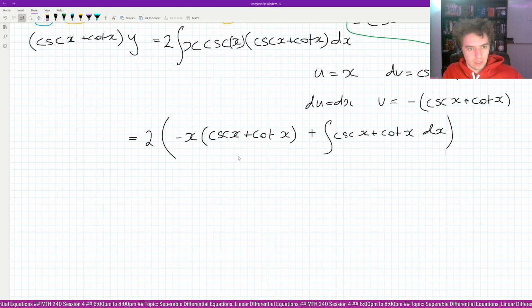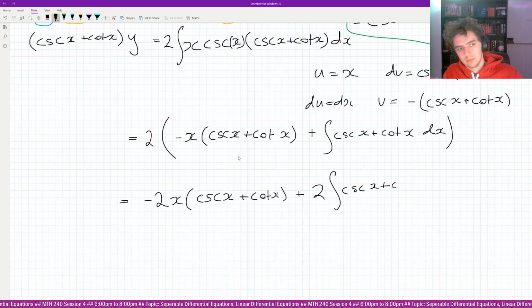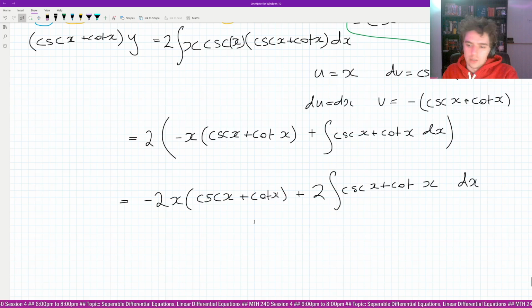Yeah. Okay. I'll write this again. So, 2 negative, I'll move the negative 2 in. So, negative 2x cosecant x plus cotan x plus 2 integral cosecant x plus cotan x dx. I do not know how to integrate that. Cosecant. Okay, well, let's see if I can do anything.